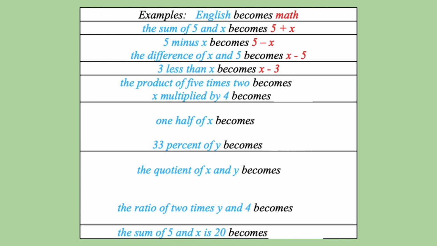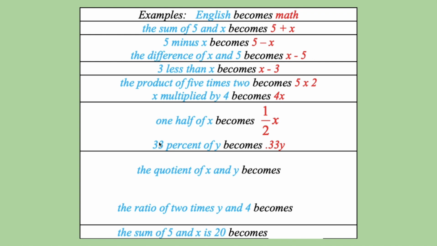The product of 5 and 2 becomes 5 times 2. X multiplied by 4 becomes 4x. 1/2 of x becomes 1/2 x. 33% of y becomes 0.33y. Because we know that in an equation, we never want to leave our percentage in percent form with our variable. We always want to either make it into a fraction or a decimal.